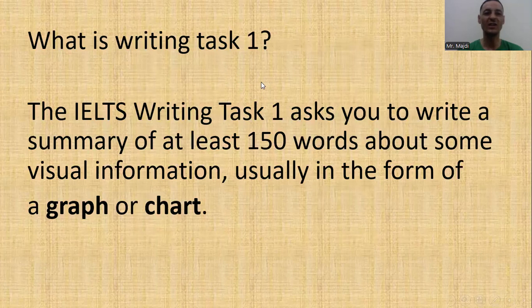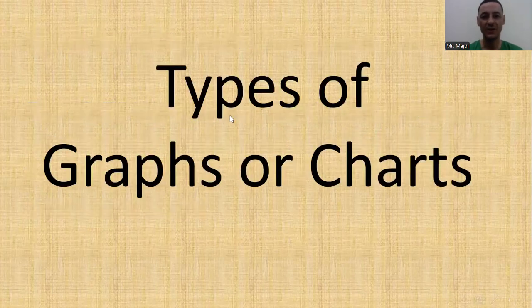So now, what is writing task 1? The IELTS writing task 1 asks you to write a summary of at least 150 words about some visual information, usually in the form of a graph or chart. So why did we say visual information? Because you'll have numbers, ratios, proportions, percentages in front of you, and you need to write these numbers or these figures on paper.